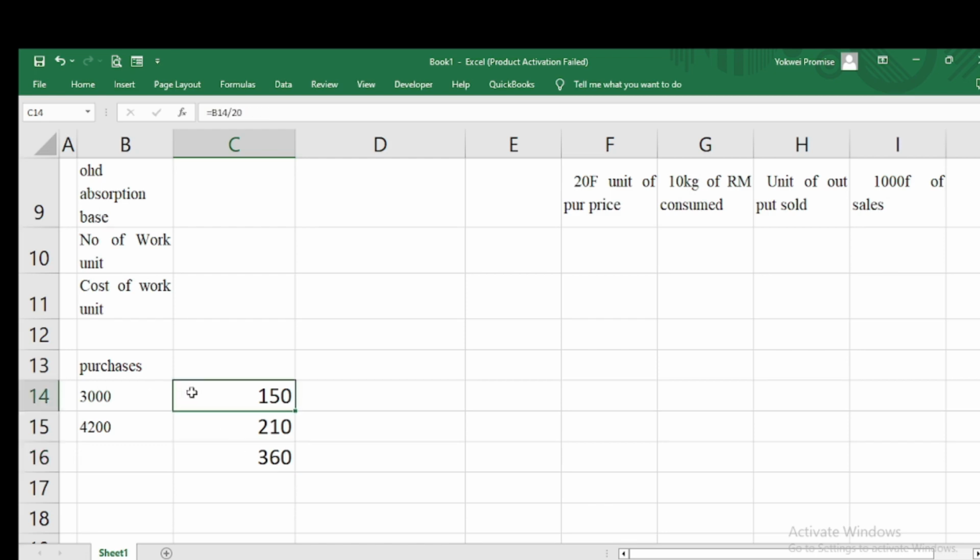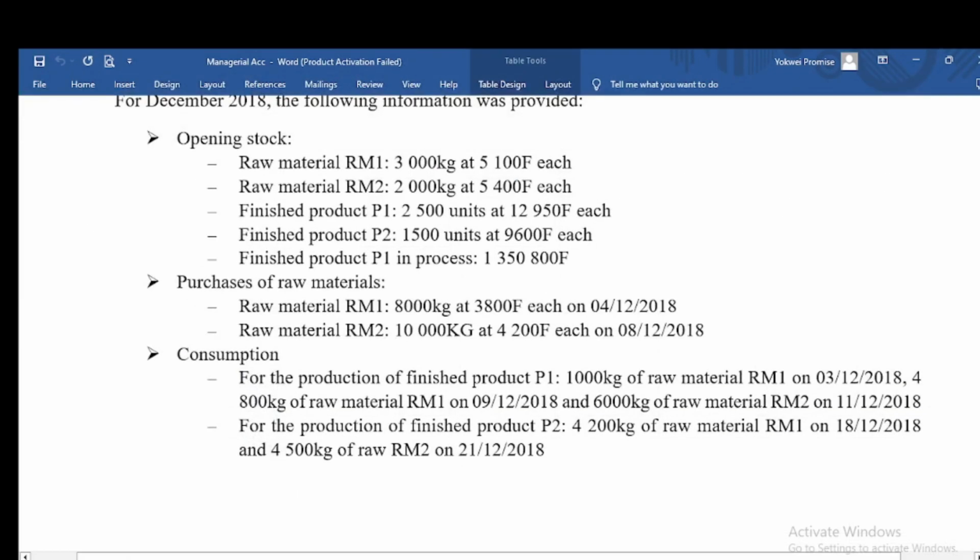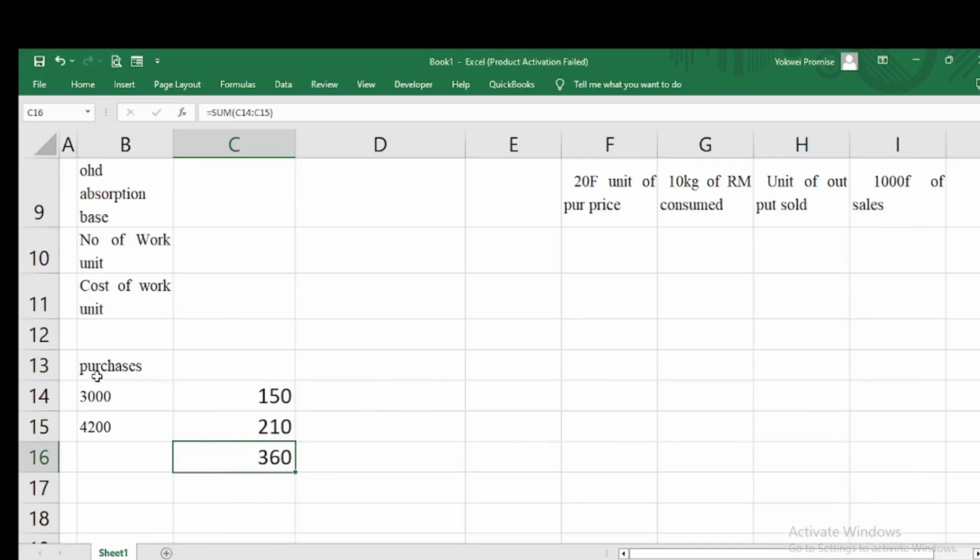This was divided by 20. Alright, 360. Please, let's check. This 3,800. I'm sorry, this 3,800. Not 3,000, please. 38 from our question. Alright. So 190 and 210. The sum will give us 400. So the number of work units for the purchases is 400.